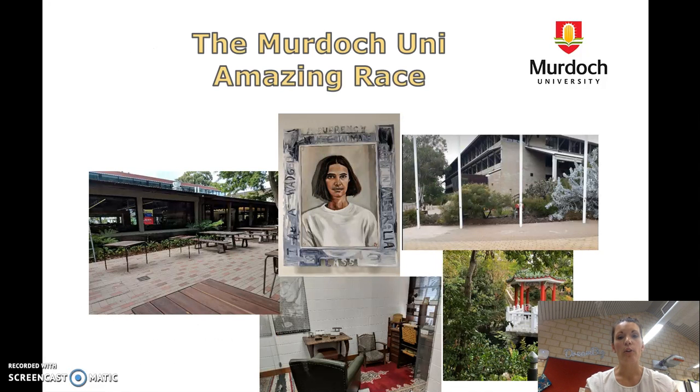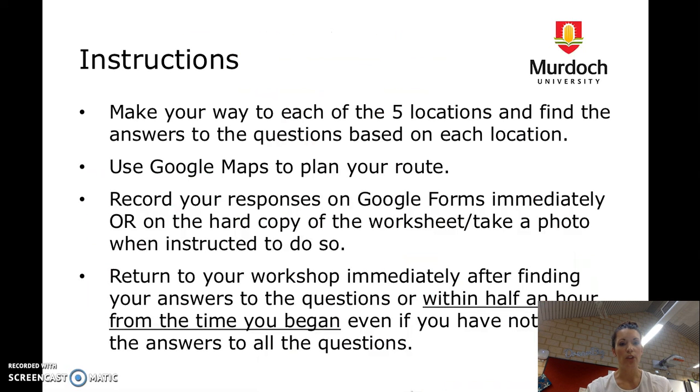Now, the Murdoch Uni Amazing Race, if you have a look at the instructions here, which again is more so for internal students, but we'll just run through it quickly. So make your way to each of the 5 locations to find answers to the questions based on each location. Use Google Maps to plan your route. Record your responses on Google Forms immediately or on the hard copy of the worksheet. Take a photo when instructed to do so. Return to your workshop immediately after finding your answers to the questions or within half an hour if you have not found all the questions. So again, that was an internal task.